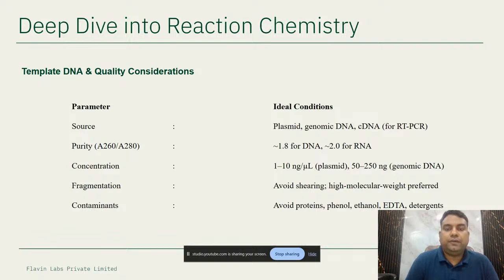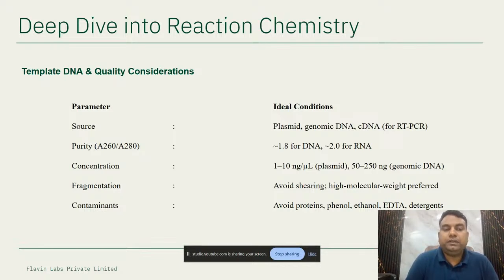Whether it is plasmid or genomic DNA, it should be intact without fragmentation. There should be no shearing, and it must be of high molecular weight. You can run a gel electrophoresis; after visualization, a sharp intact band should be present. Only after that can you go for PCR.